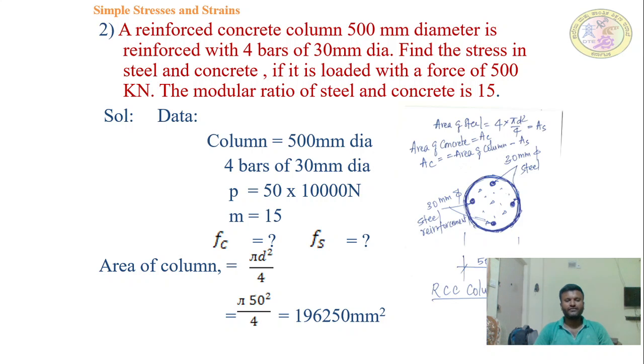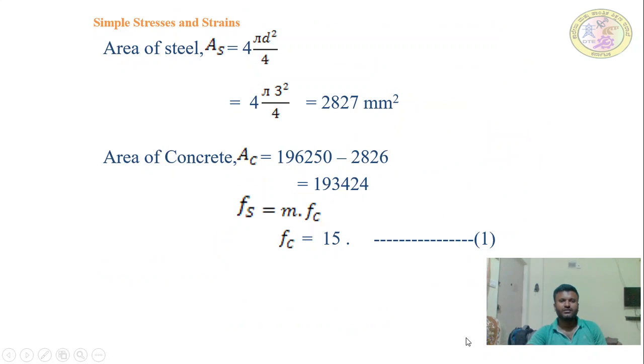So area of column, that is the total area of the member, is pi into 50 square divided by 4. Area of steel is equal to pi into d square, 30 square, into 4 times, because there are 4 bars: 2827 mm square. Area of concrete is equal to total area minus area of steel, which is 193424 mm square.